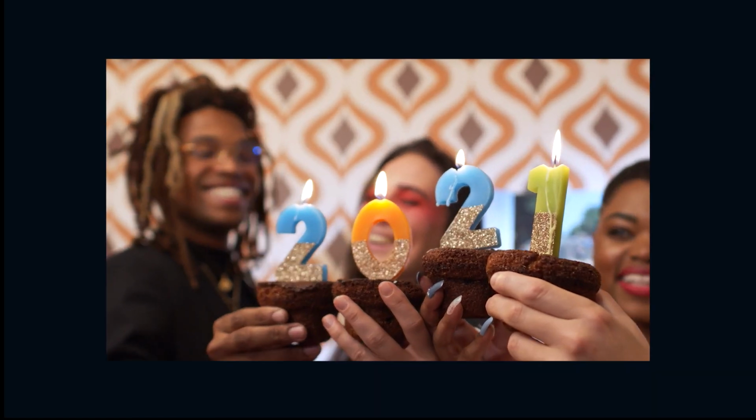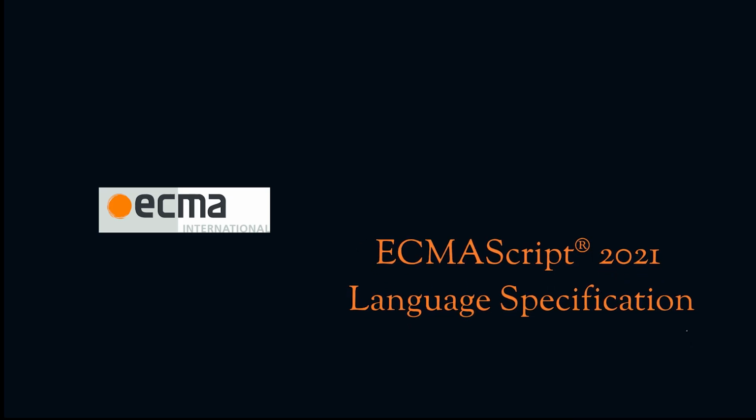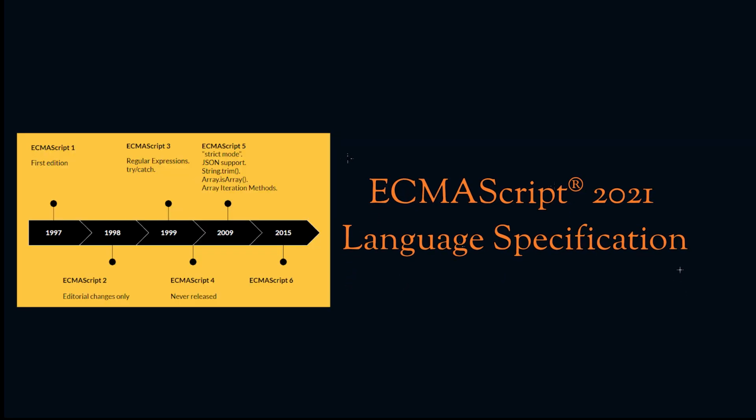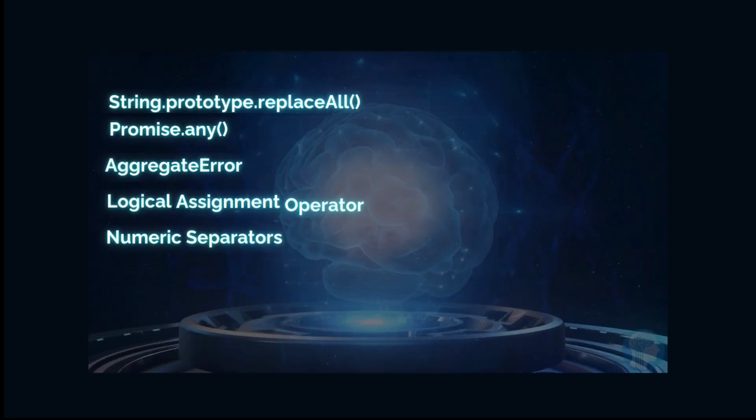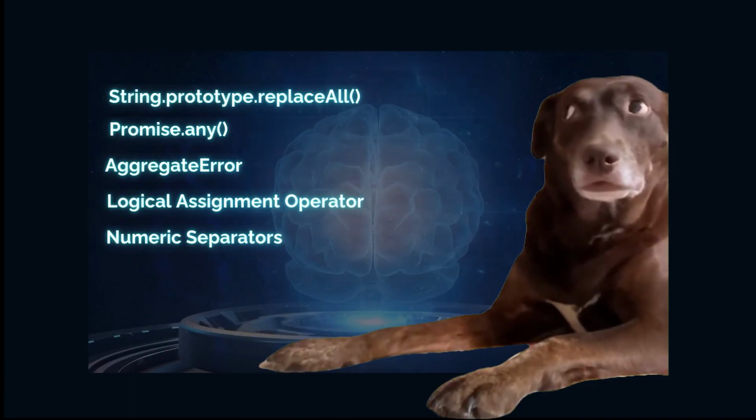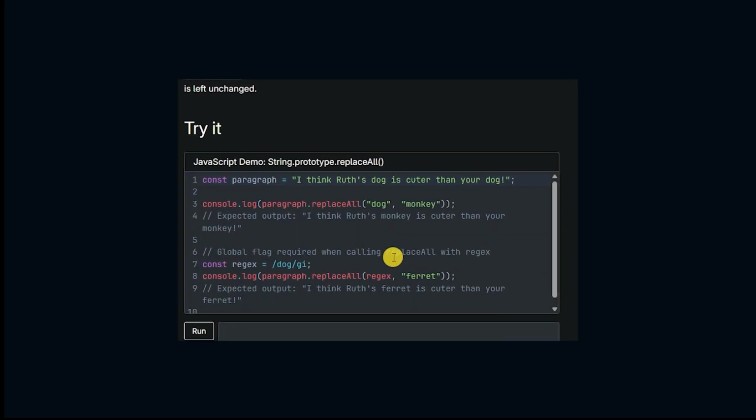4 years ago, in 2021, ECMA International published ES2021, the 12th edition since the first release in 1997. This edition introduced 7 features that deserve a spot in your workflow. Let's break them down. Replacing a substring from a string has become even easier.